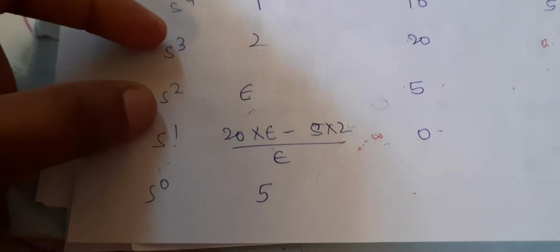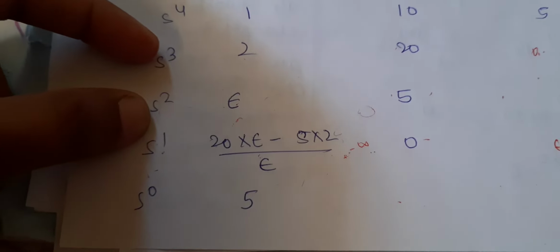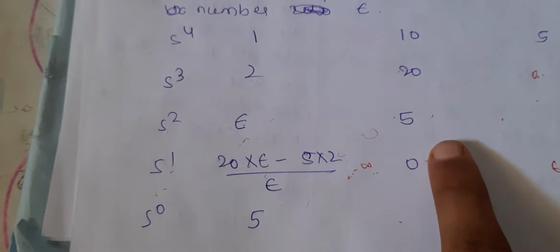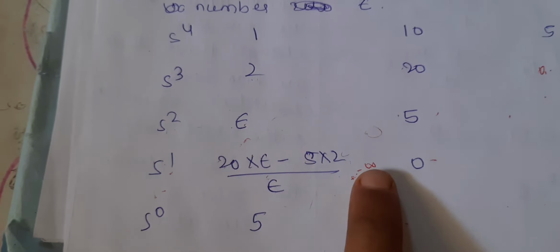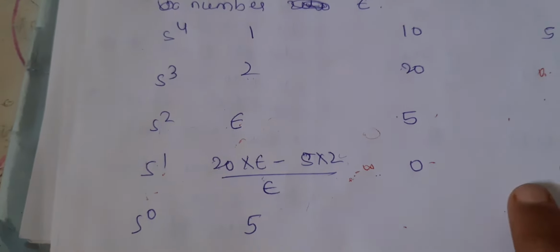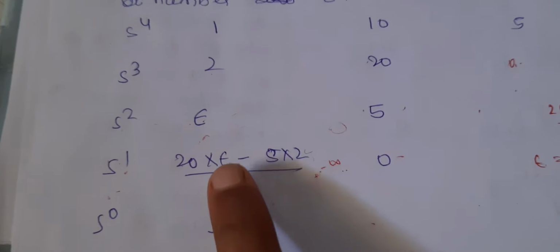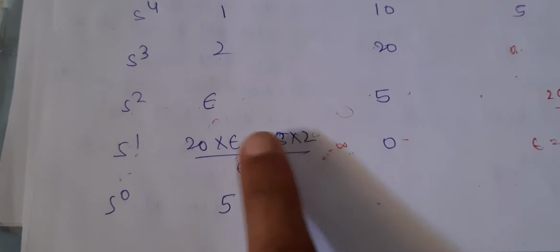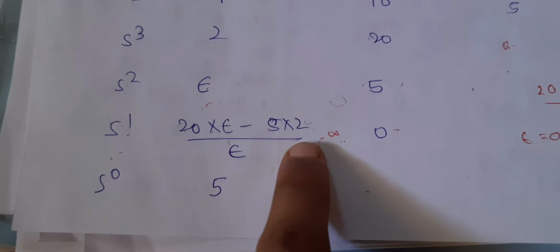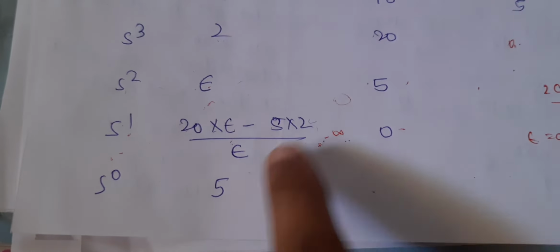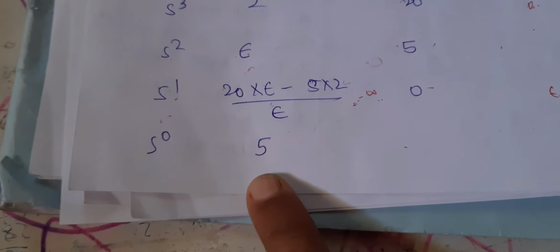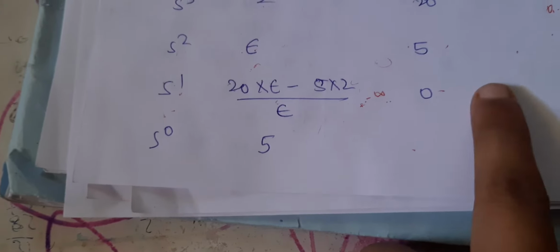Next, how to calculate the s^1 row, by considering the above two rows? It is (epsilon into 20 minus 2 into 5) divided by epsilon, that is (20 epsilon minus 10) divided by epsilon. The next value is (epsilon into 5) divided by epsilon, so epsilon cancels and 5 remains. So we have kept 5 here, and this last value is 0.